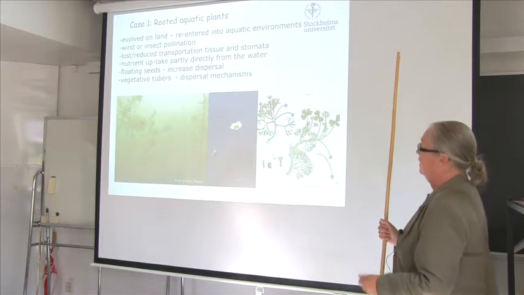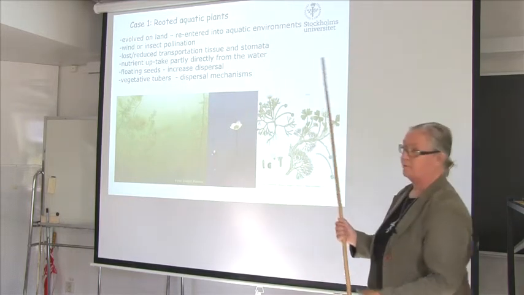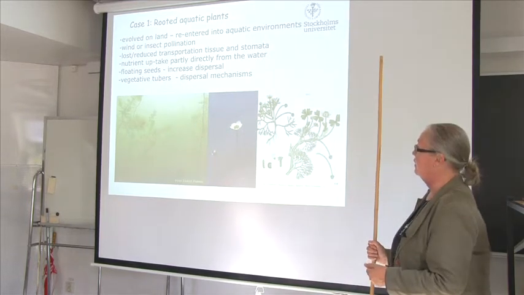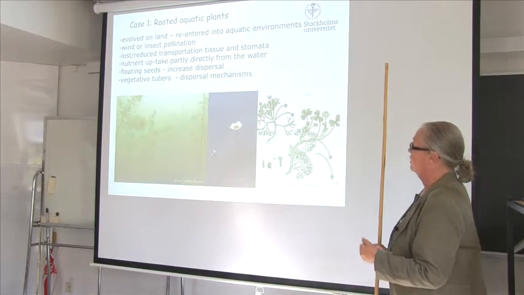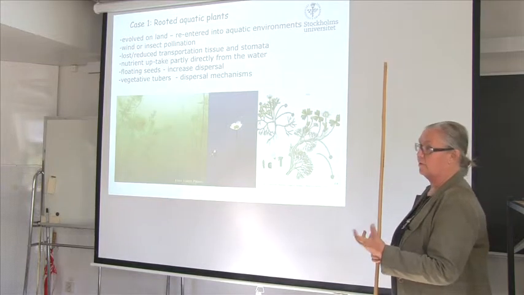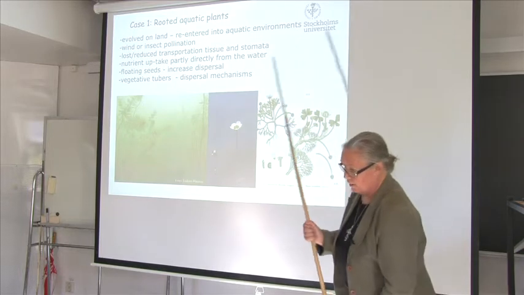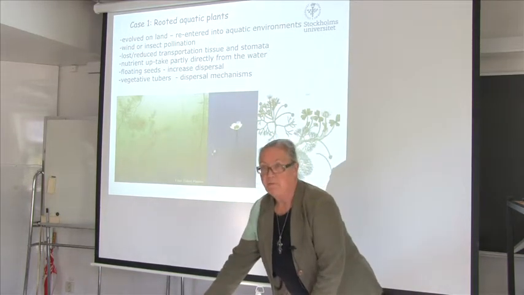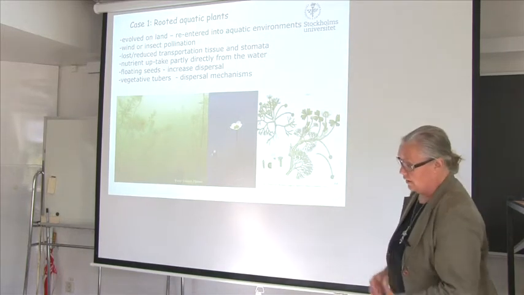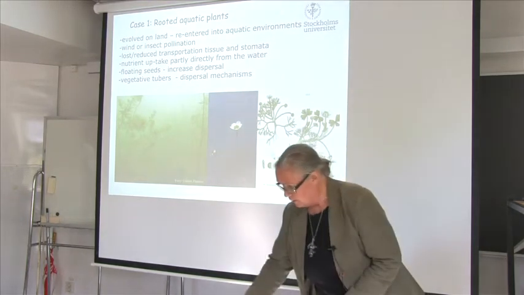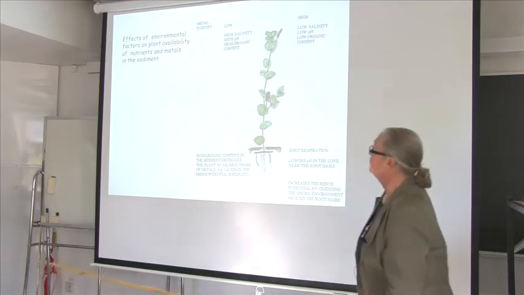You also have many species that have floating seeds for large dispersal, or vegetative tubers or other parts of the plant that are adapted to a life in the sea. And we'll find a lot of those that are now preparing for the autumn to overwinter. So they have specific adaptations for getting back into life in the Baltic and in the water.